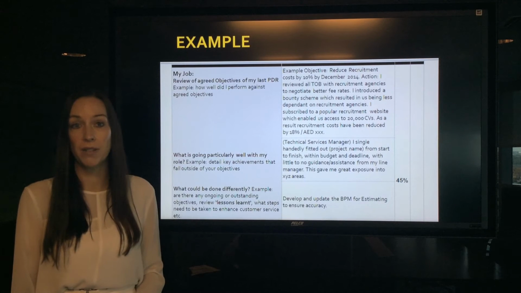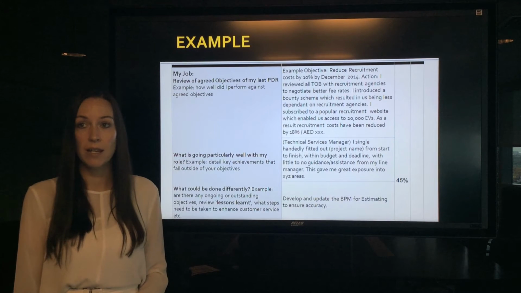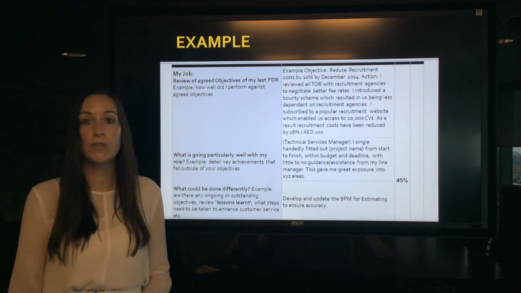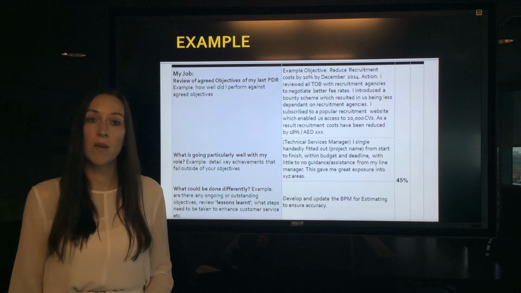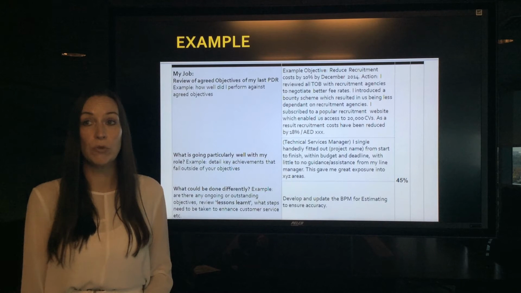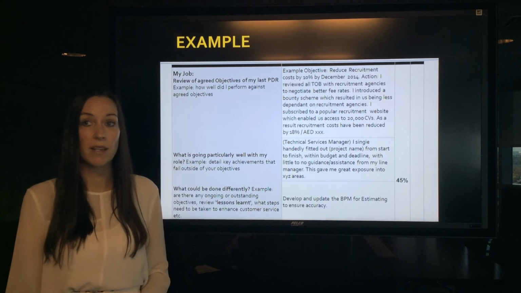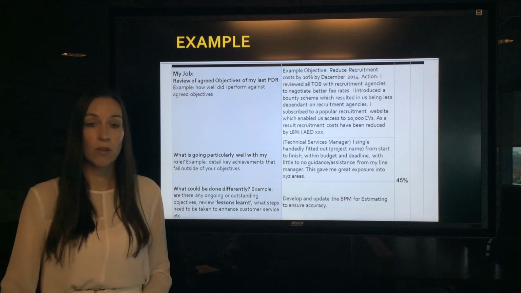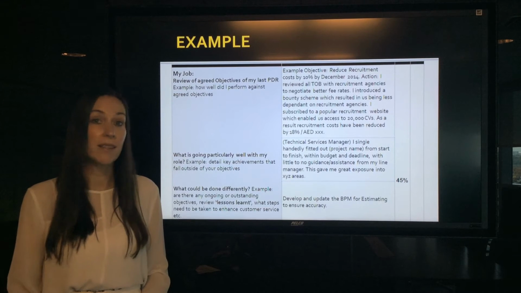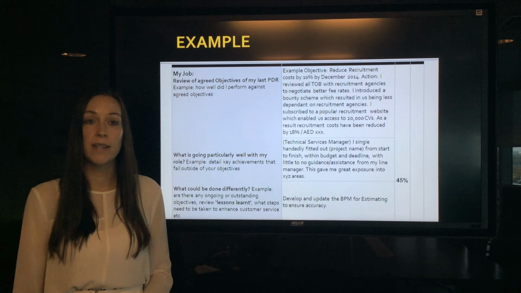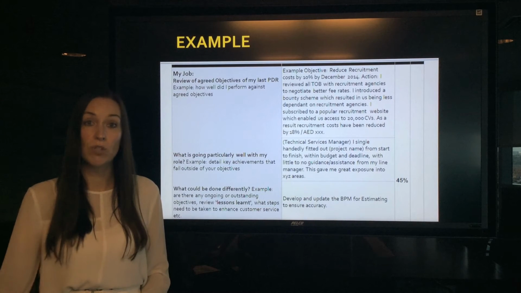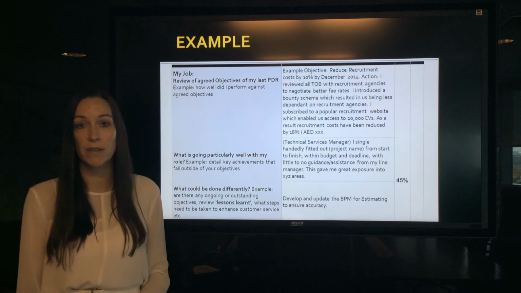Well, the final part of section 1 is what could be done differently. So these are areas where we need to reflect, to look at personal and continuous development. So an example that I've provided is that somebody could develop and update a best practice manual for estimation to ensure accuracy. Okay, so by doing that, you're improving customer service, you're improving procedures, you're not just going with the way that things have always been done, you're looking to always enhance and exceed current processes and procedures in order to improve quality output and customer service.